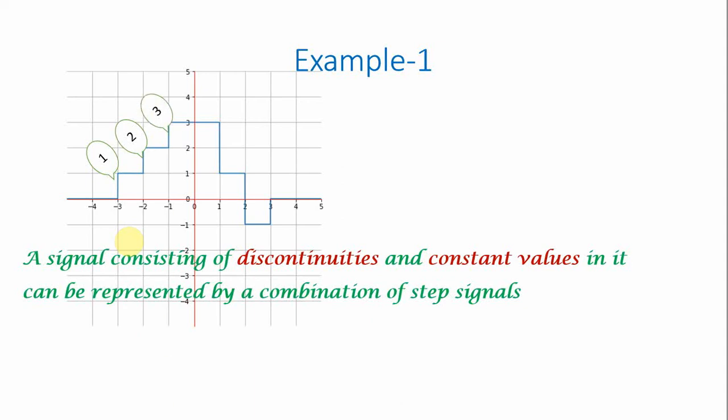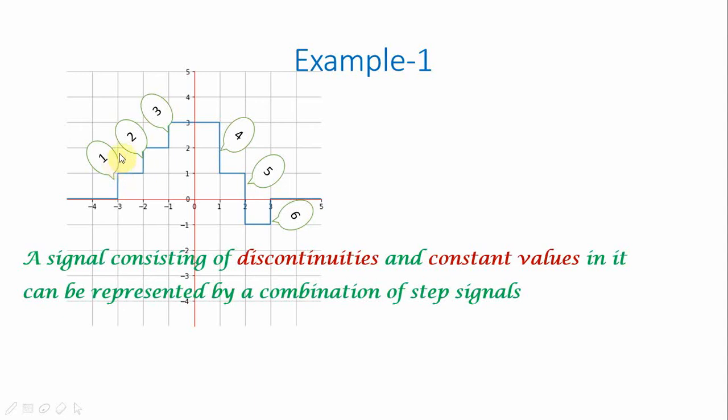At the third discontinuity, the signal value changes from 2 to 3. Similarly, at the fourth discontinuity, the signal value decreases from 3 to 1, and at the fifth discontinuity, it decreases from 1 to -1, and at the last discontinuity, it increases from -1 to 0. You observe here, between two discontinuities, the signal maintains a constant value.